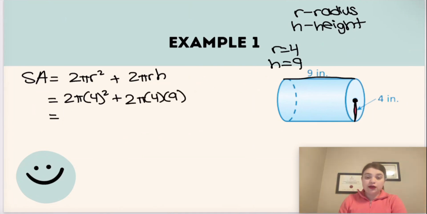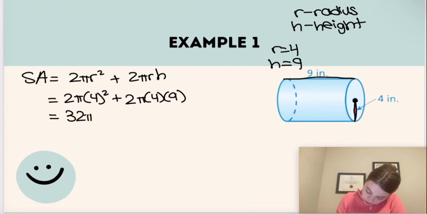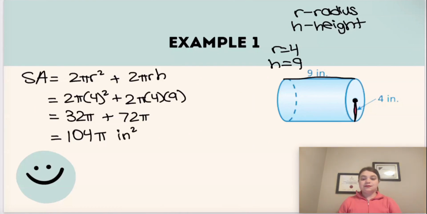And then 4 squared is 4 times 4, which is 16. 16 times 2 is 32. So here we have 32 pi. And then over here we have 4 times 9 is 36. Times 2 is 72. So here we would have 72 pi. And then if we add those up, we get 104 pi square inches. And this would be the exact answer.